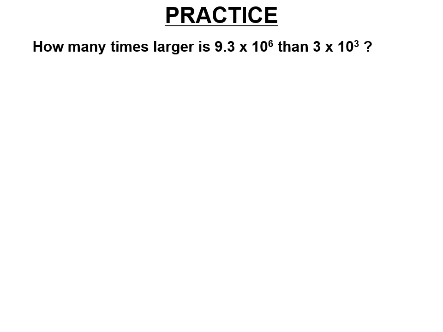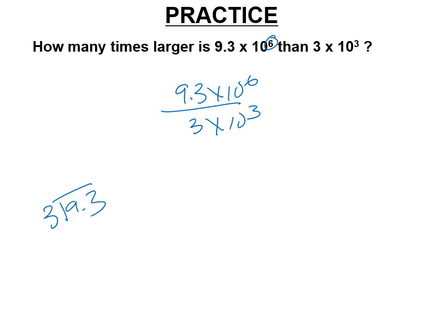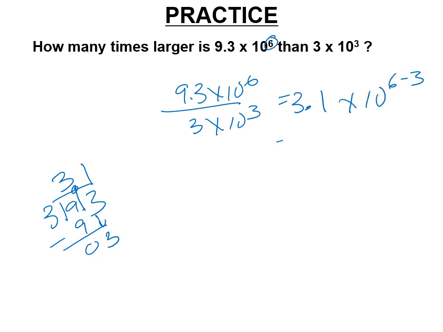How many times larger? So the bigger one is the one with the 6 exponent. 3 goes into 9.3. 3 times 3 is 9. Whoops, 9. Decimal straight up, 3 straight down. So you get 3.1. And 6 minus 3, I'll write it out, is times 10 cubed. That's how many times bigger.